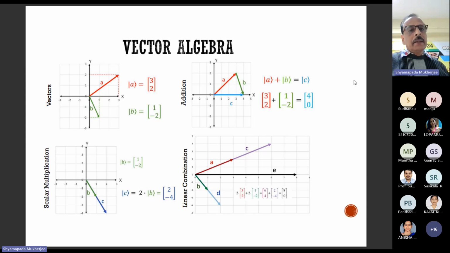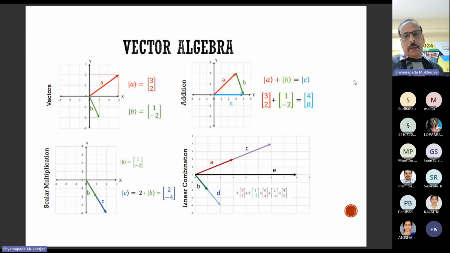Now I can represent these vectors A and B in my graph like this. Now you see addition. A plus B is equal to C. C will be what? 3, 2 plus 1, minus 2 is equal to 4, 0. So in the figure, I can see what 4, 0 looks like. Now you see scalar multiplication. Suppose the vector B is 1, minus 2, multiplied 2 times. So 2B will be 2, minus 4. How does 2, minus 4 look?